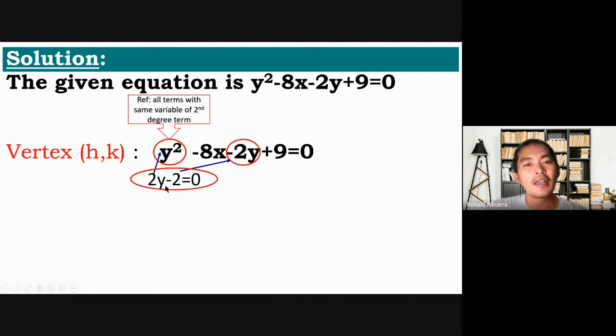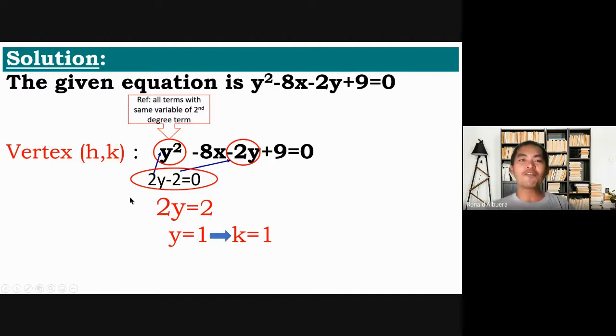So, pag na-solve na yan, equate to 0. Kaya nagkaroon tayo ng equal 0 and solve for y. We solve for y, 2y equals 2. We transpose negative 2 to the other side. And then we divide both sides by 2. Y equals 1. And this is the k value of the vertex.